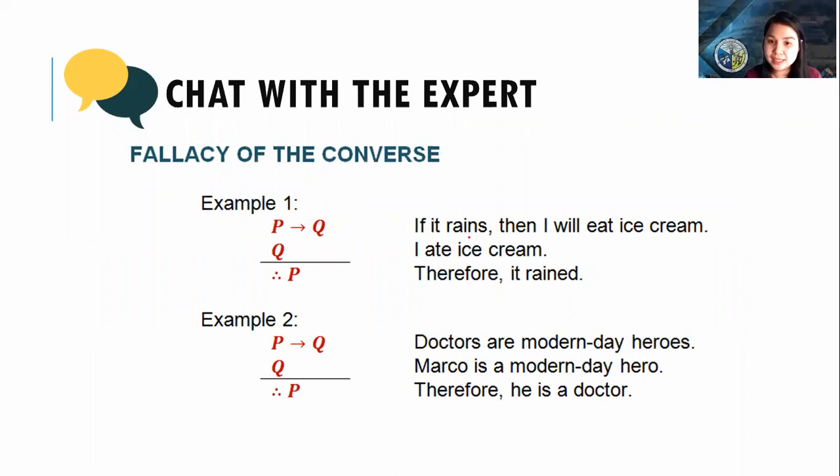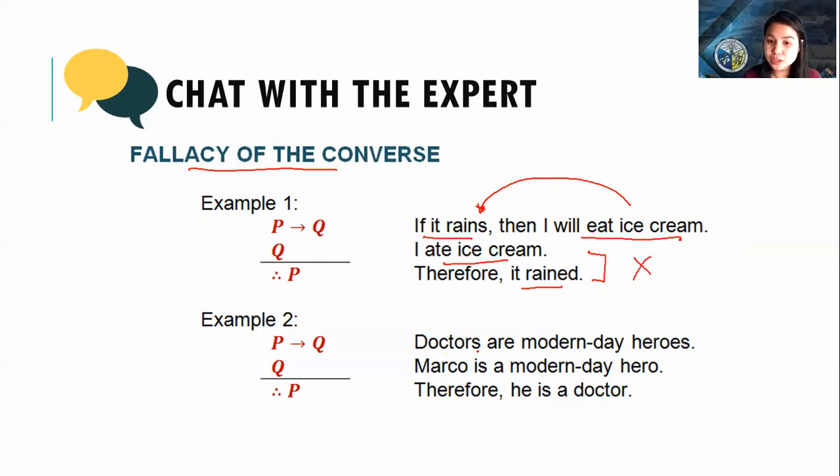If it rains, then I will eat ice cream. You look at the last two. I ate ice cream. Therefore, it rained. It's a converse, right? So it's a fallacy. It's a fallacy of the converse.